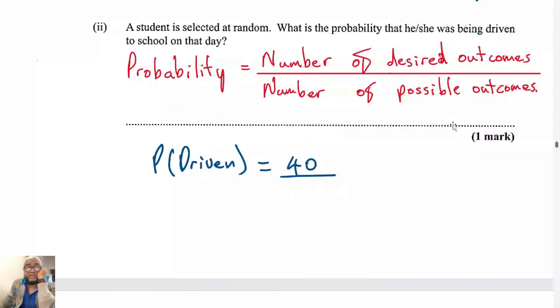100. So it'll be 40 over 100. This is the probability that a student was driven on that day. Let's break it down now. What we can say here, zeros cancel. 2 into 4 is? 2 into 10 is? So my answer here will be 2/5. Right? You can leave it just like that. 2 over 5. 2/5 is your probability.